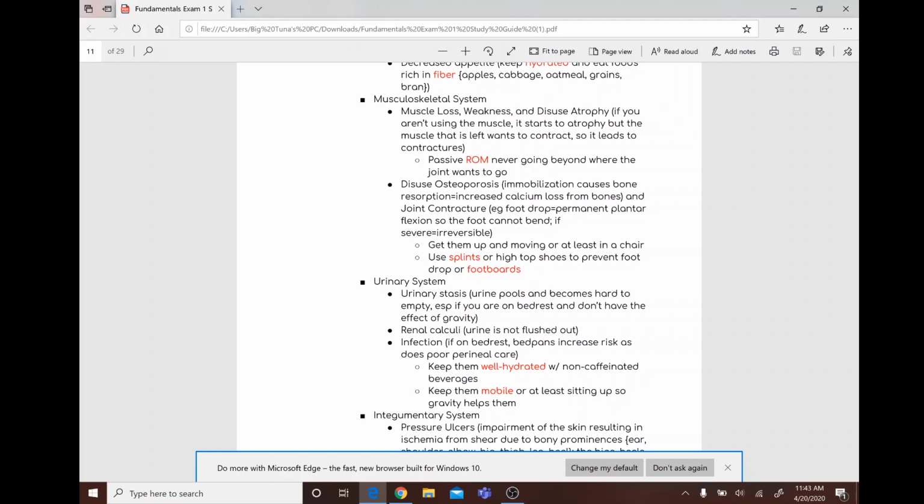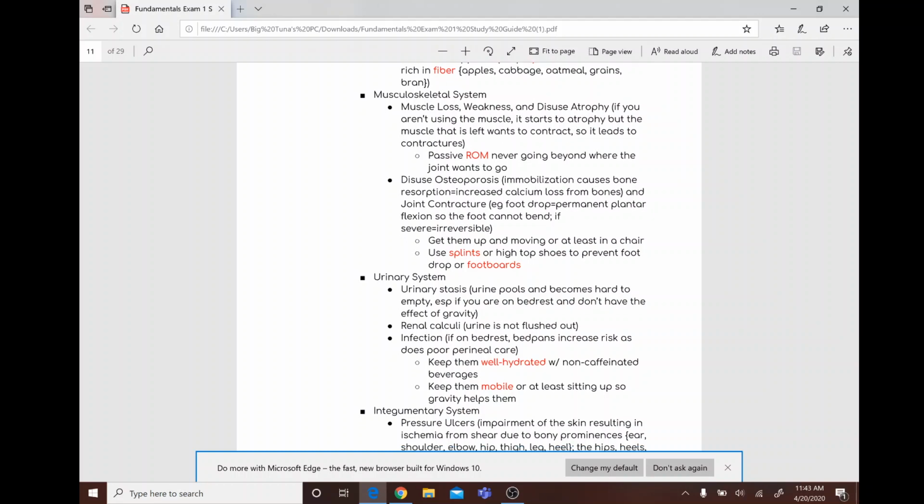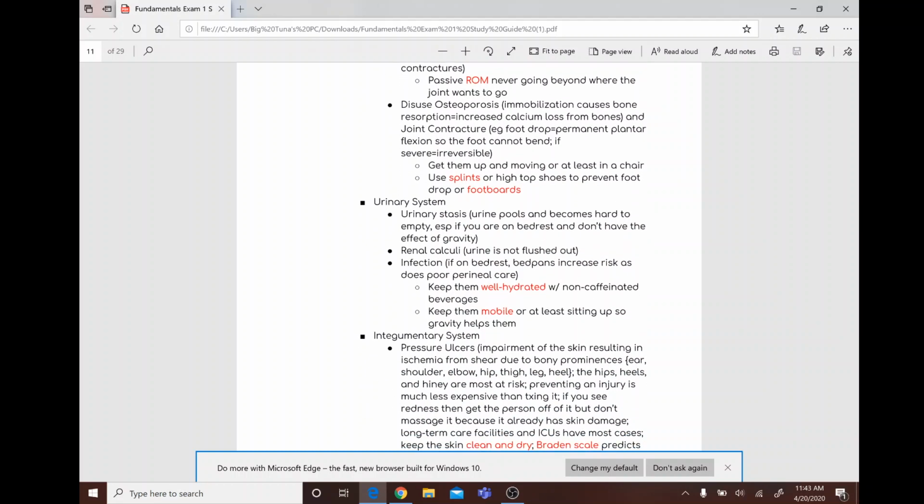What are the complications that occur in the urinary system because of immobility? Urinary stasis, renal calculi, and infection. What is urinary stasis? Urine becomes hard to empty.